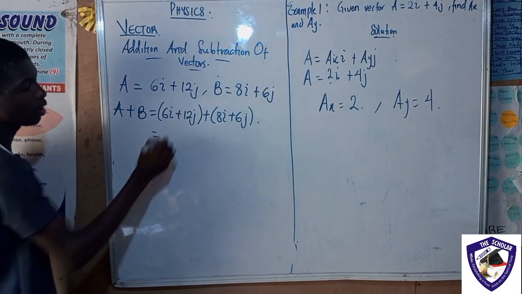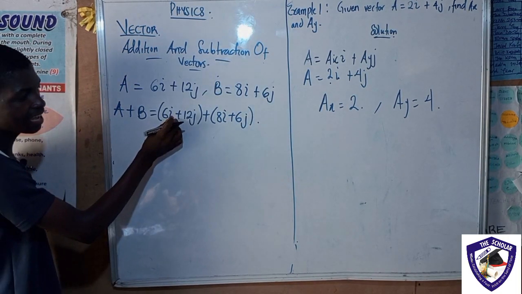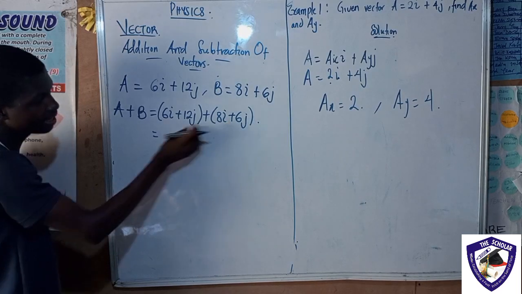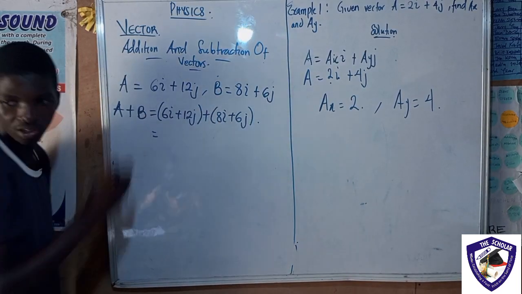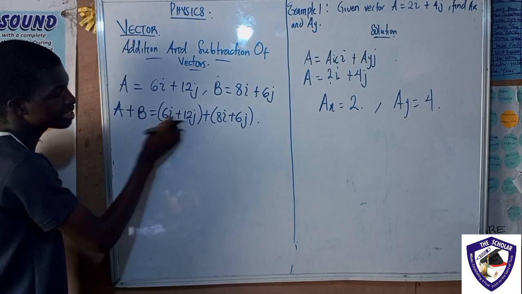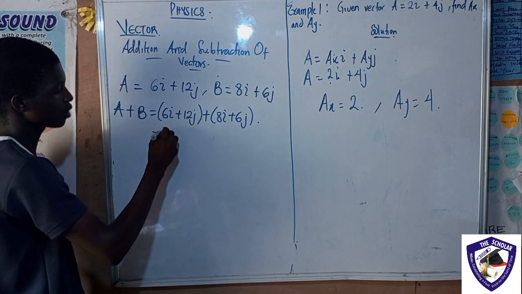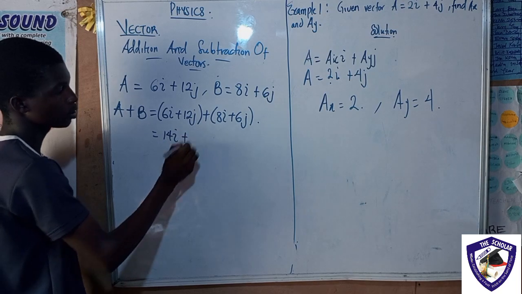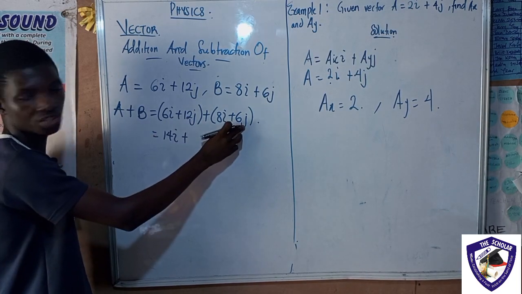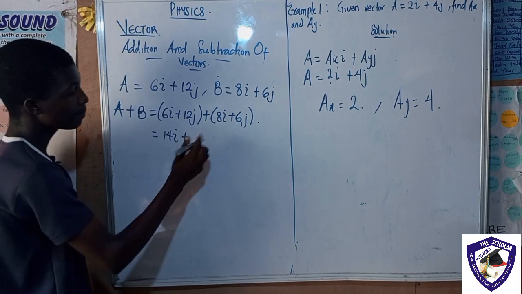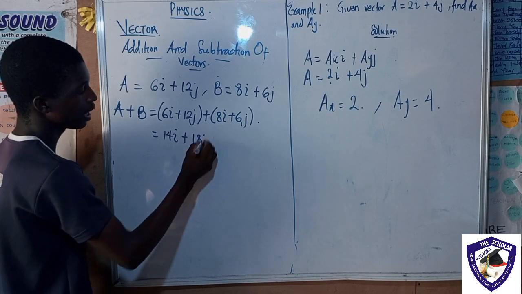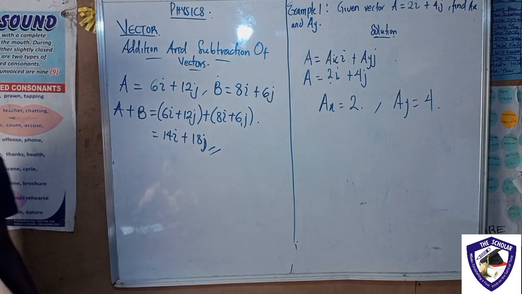So I have this. Now what do I do? 6i plus 8i, then 12j plus 6j. 6i plus 8i will give me 14i, so I write 14i, plus 12j plus 6j will give me 18j. And that's my final answer.